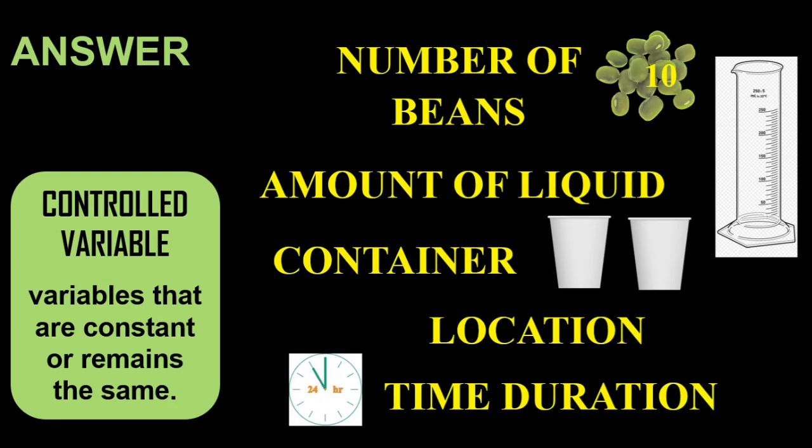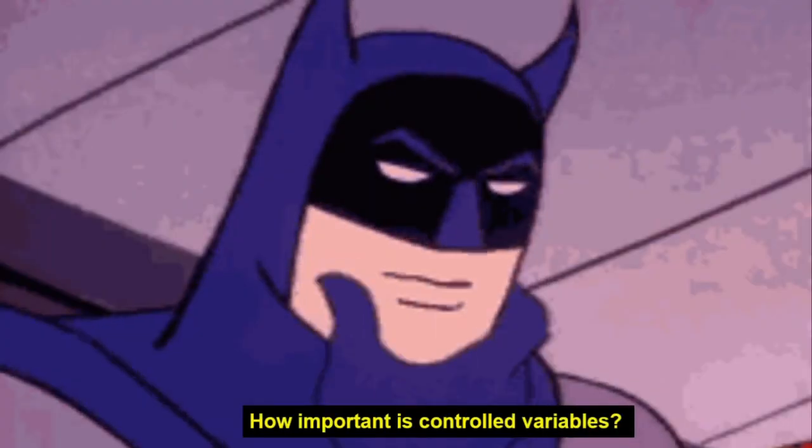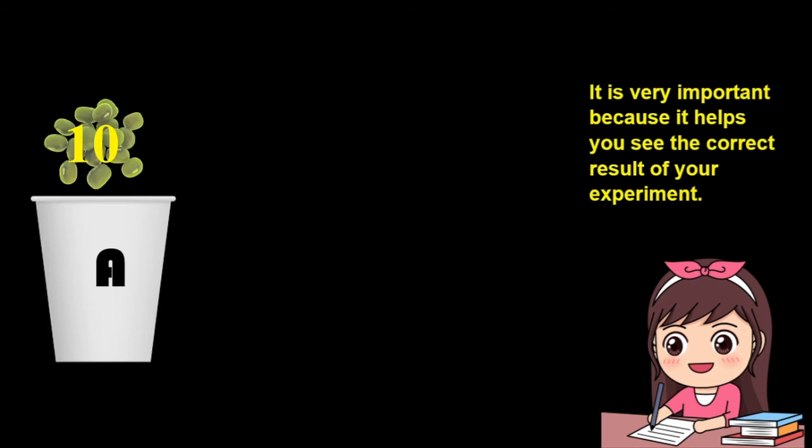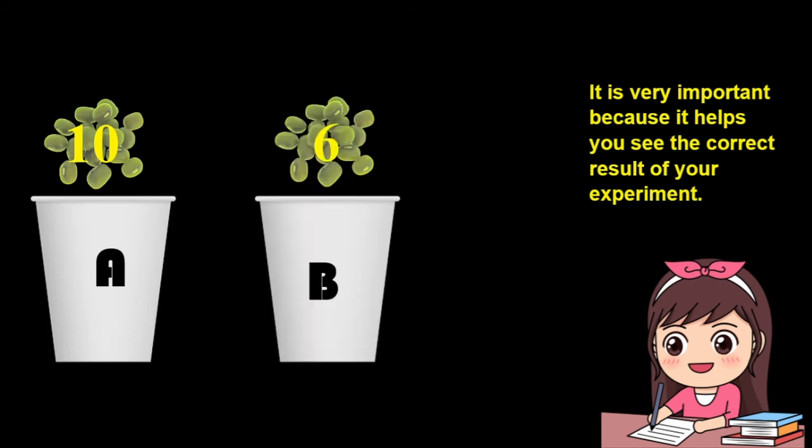How important are controlled variables? It is very important because it helps you see the correct result of your experiment. Imagine if you added 10 beans for cup A and 6 beans for cup B. Then you compared how many beans will sprout. Of course, the chances of getting more sprouted beans will be greater for cup A because it has 10 beans compared to 6 in the other cup.